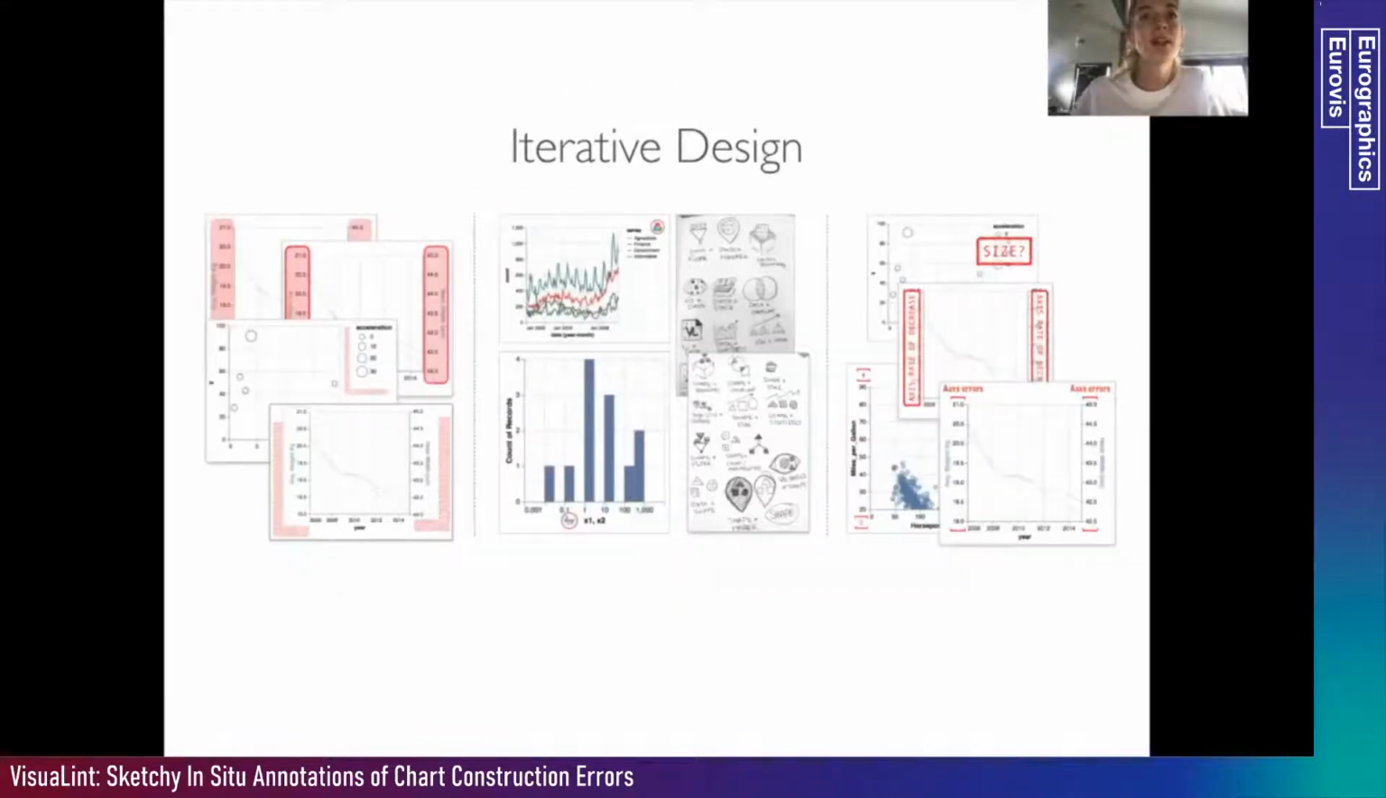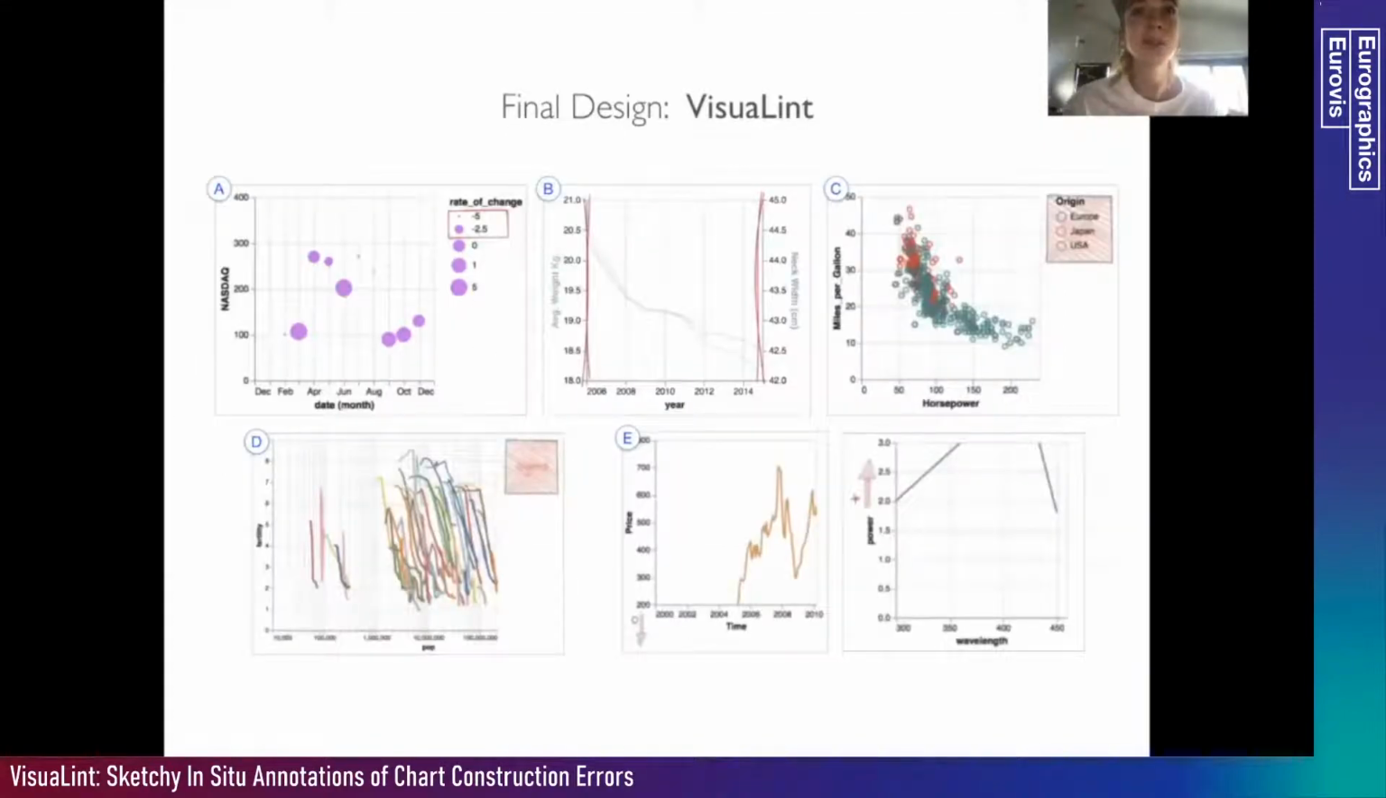We found that of our designs, many either impeded reading of a chart, were not obvious enough, were not composable, or did not offer a clear enough reference for the error at hand. In comparison, our final design of VisualLint was displayed in situ, either overlaying or replacing erroneous elements, and could be combined to show multiple errors at once.